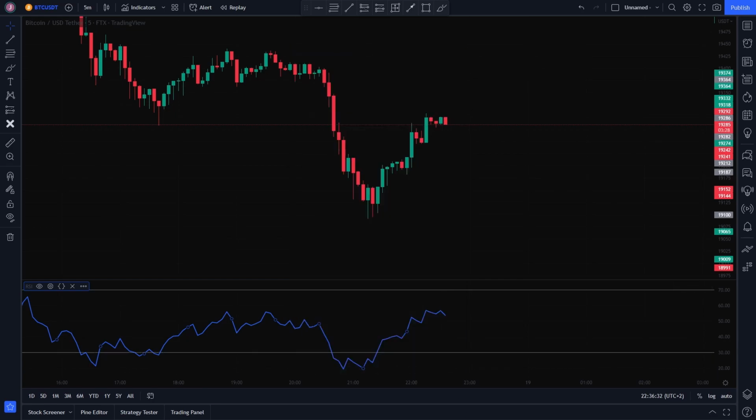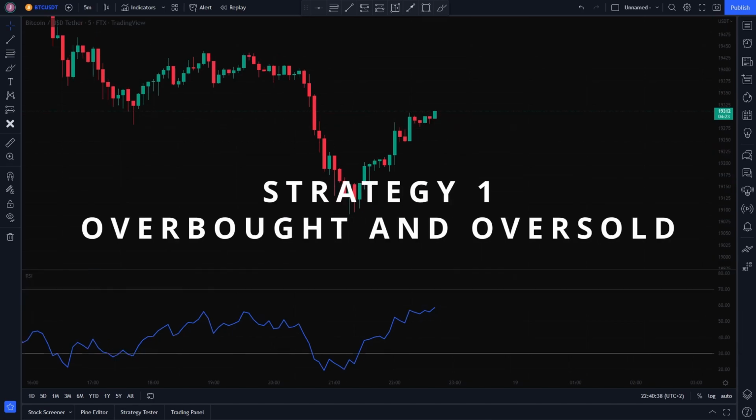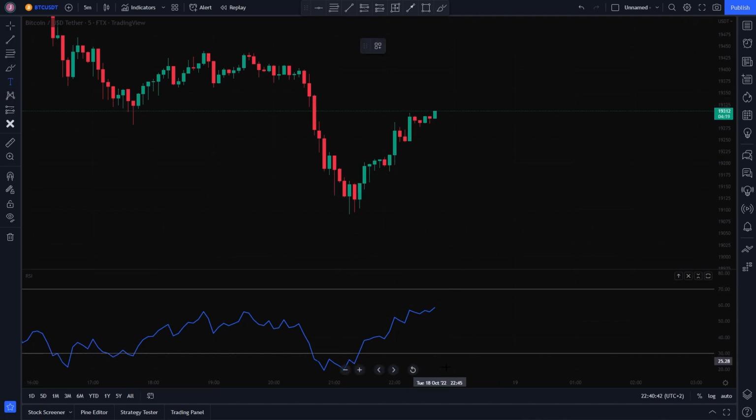Now as the indicator is ready to be used, let's get into the most used RSI strategy, oversold and overbought. This strategy tells you to buy when the indicator is below the 30 level, oversold, and to sell when it gets to the overbought area, above the 70 level.